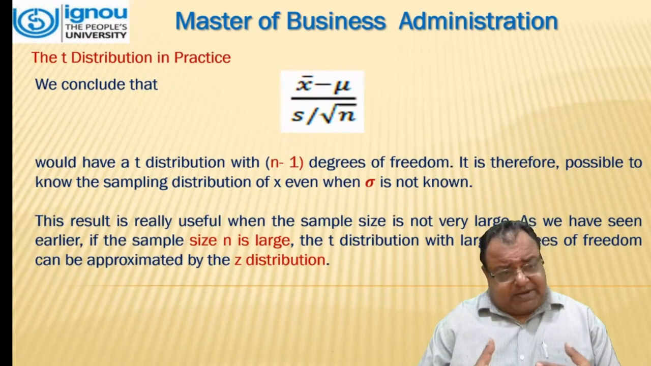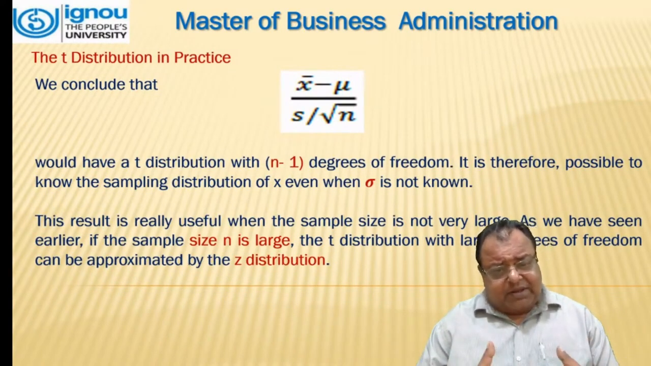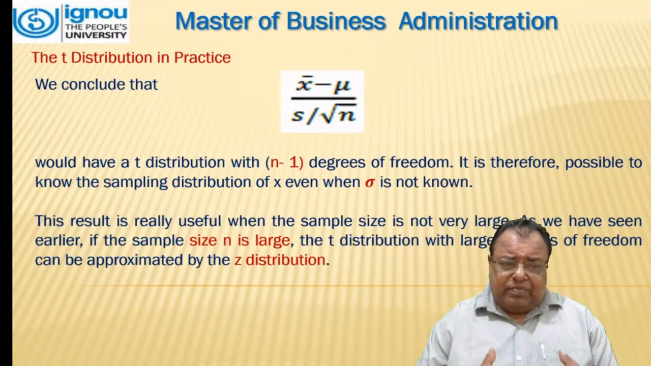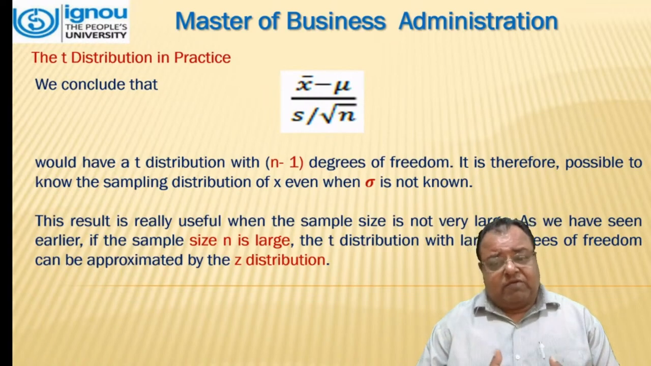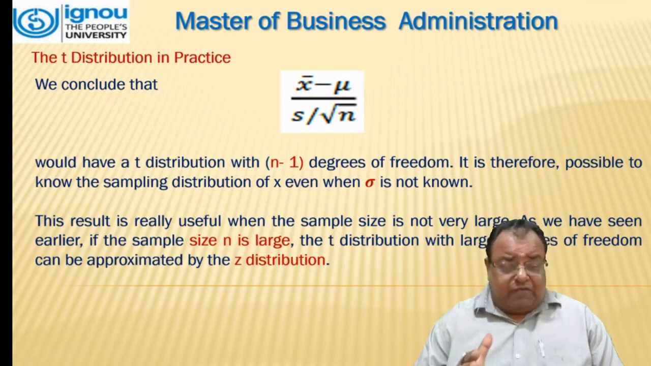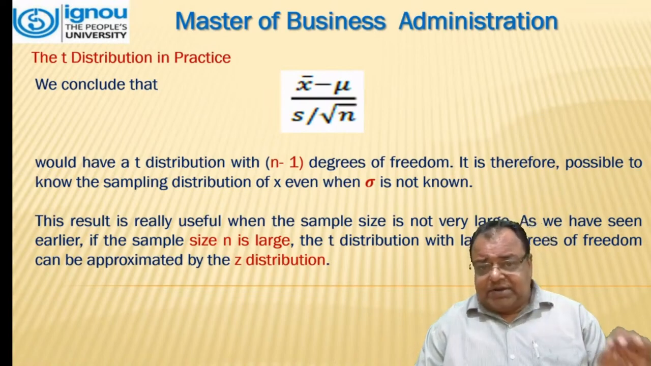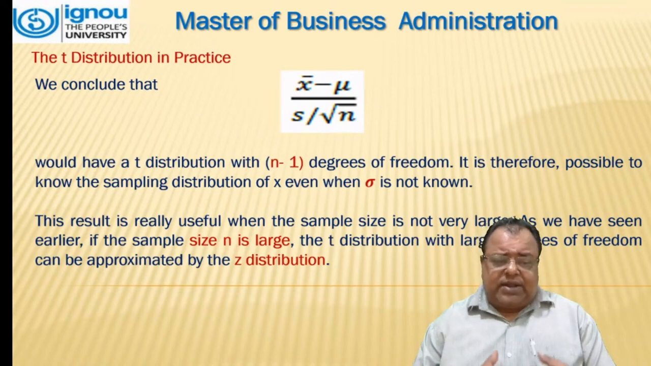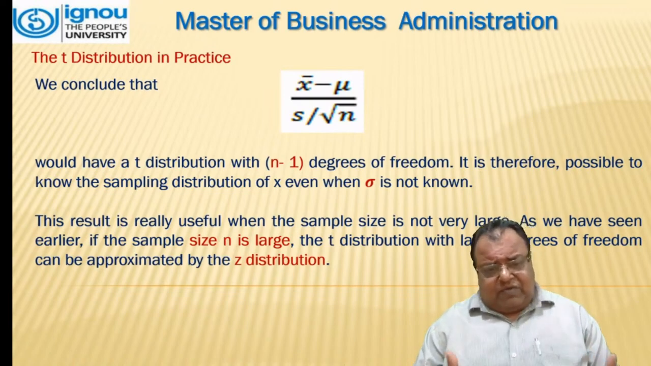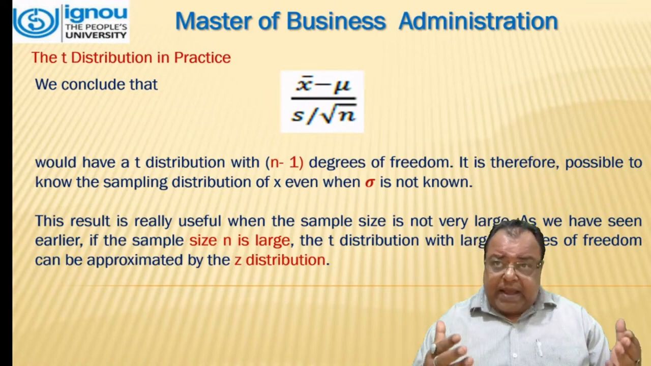In practice, we conclude that x̄ minus mu upon s upon under root n is applicable with a t distribution with n minus 1 degrees of freedom. It is therefore possible to know the sampling distribution of x̄ even when sigma is not known. This result is usually useful when the sample size is not very large. As we have seen earlier, if the sample size is large, the t distribution with large degrees of freedom can be approximated as the z distribution.